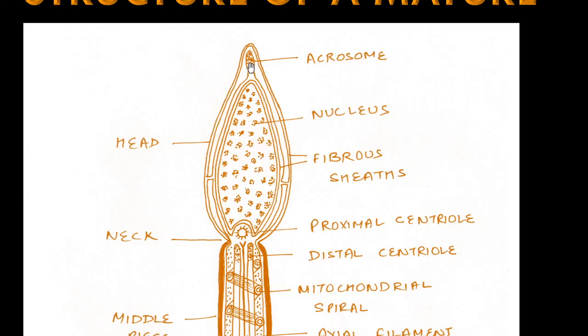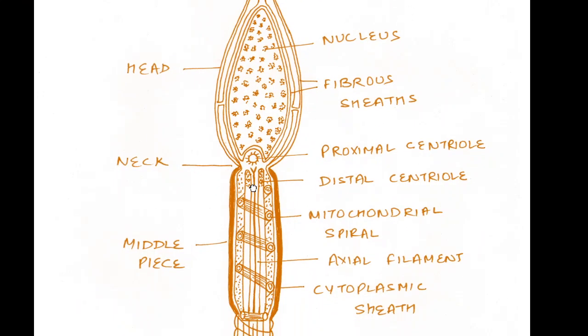At the tip is present the acrosome. Below it is present the nucleus, and it is surrounded by fibrous sheaths. This whole structure is called as the head. Then there is the neck or the connecting piece, which has the proximal centriole, which leads into the distal centriole.